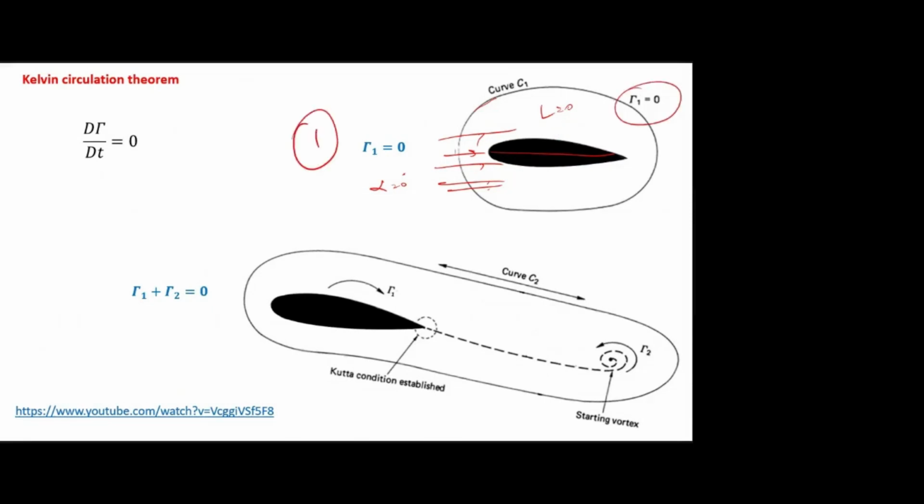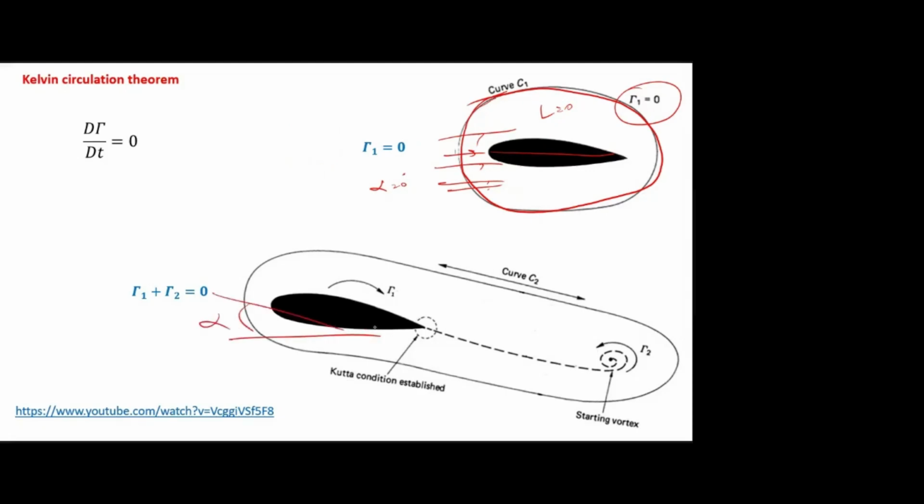Okay, this is the first case I have taken. I have taken one fixed fluid region where I am keeping one symmetrical aerofoil at 0 degree angle of attack. It produces the same pressure on both sides. So lift is 0, circulation is also 0. Okay. Now I am increasing the angle of attack.